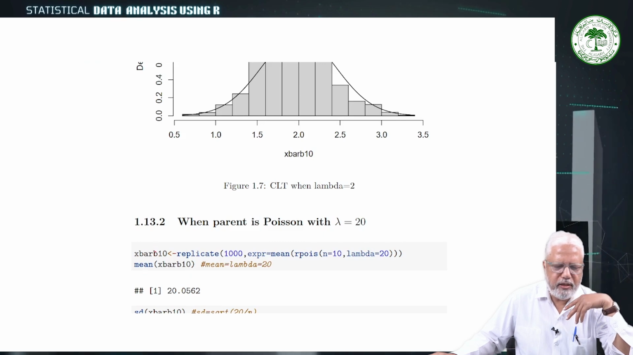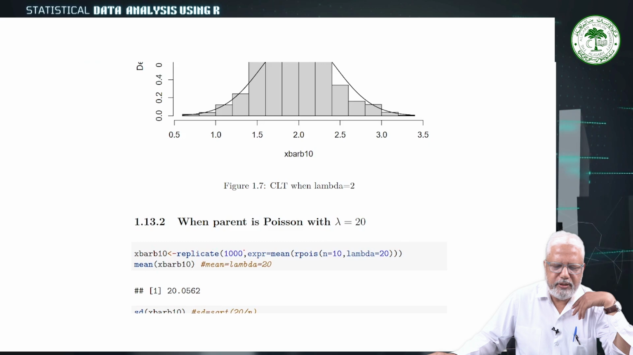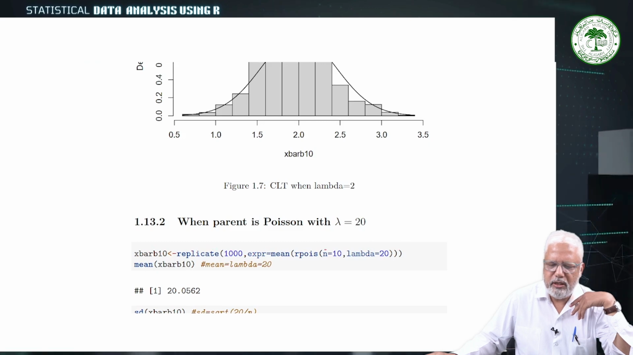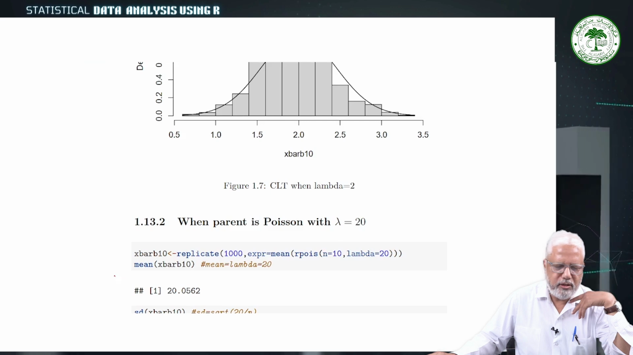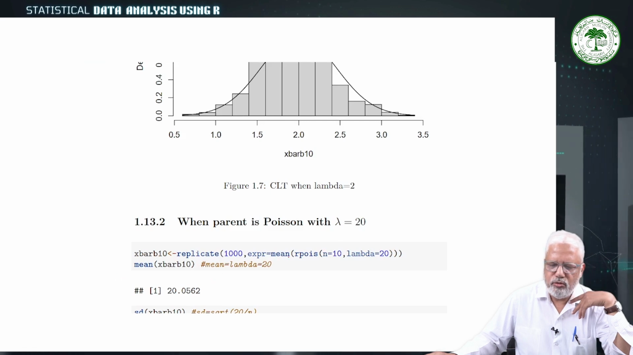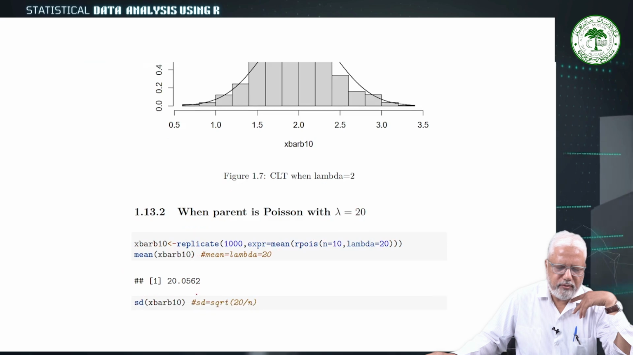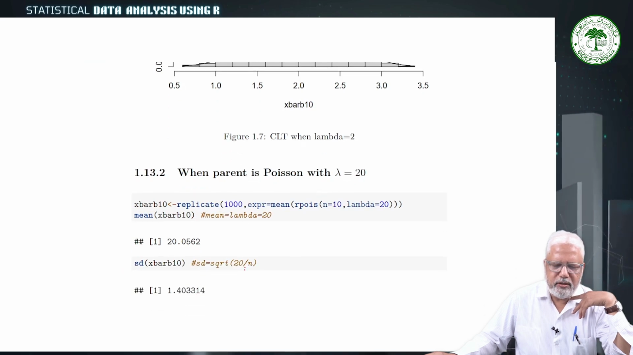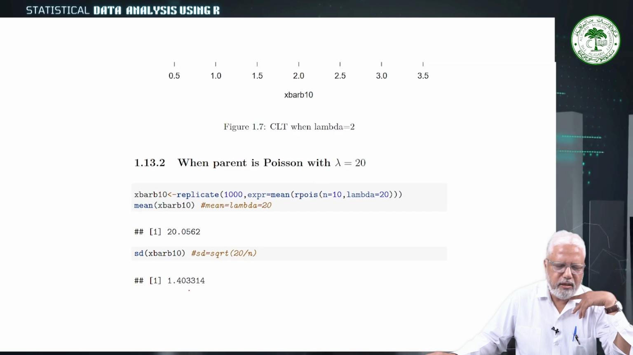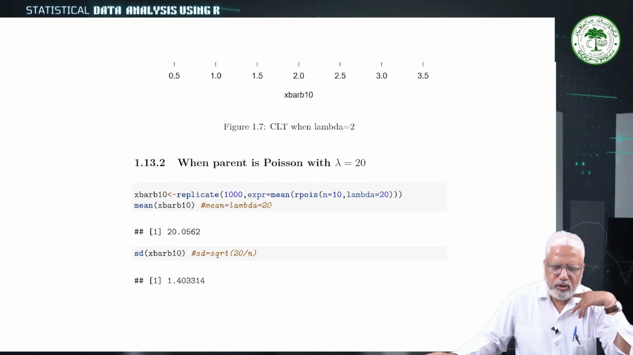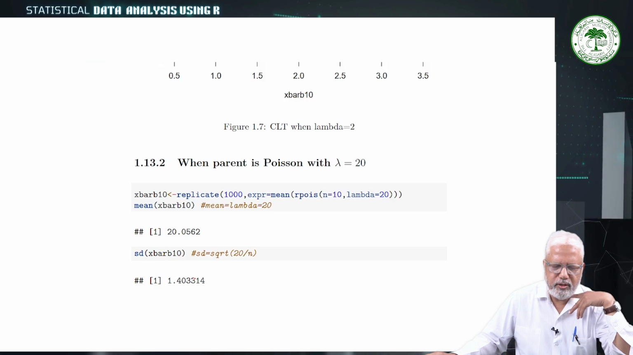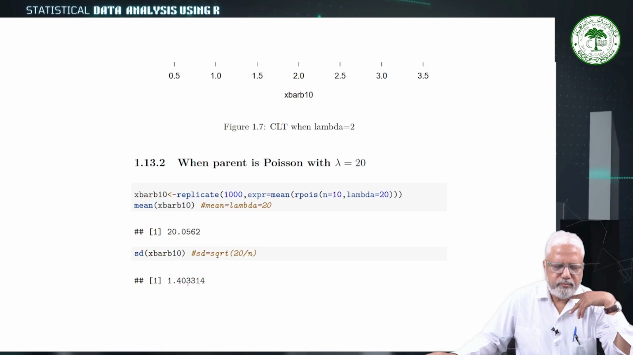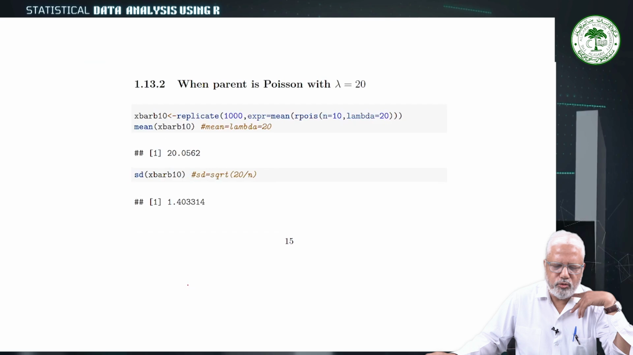Then we are writing x bar 10, replicate 1000, expression mean, rpois with n equal to 10 and lambda equal to 20, and mean x bar. So its mean is 20, so it is well close, and SD is the square root of 20 by n, so it is 1.4. So it is well close.